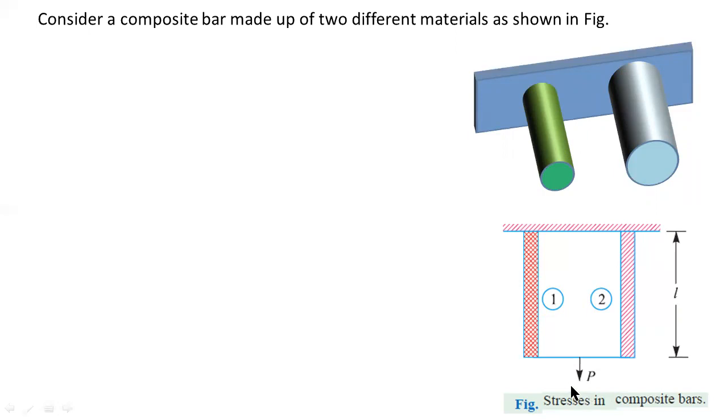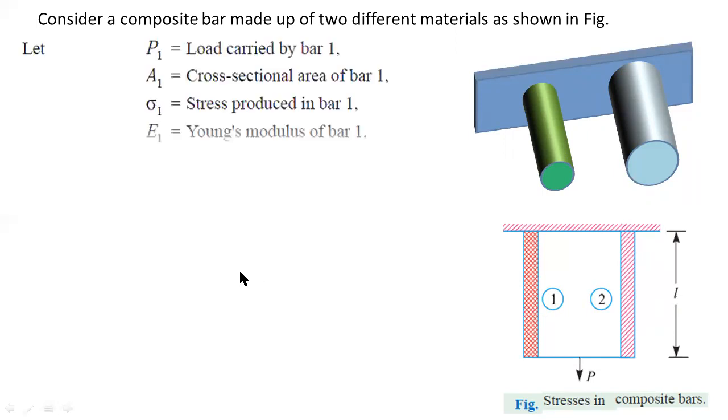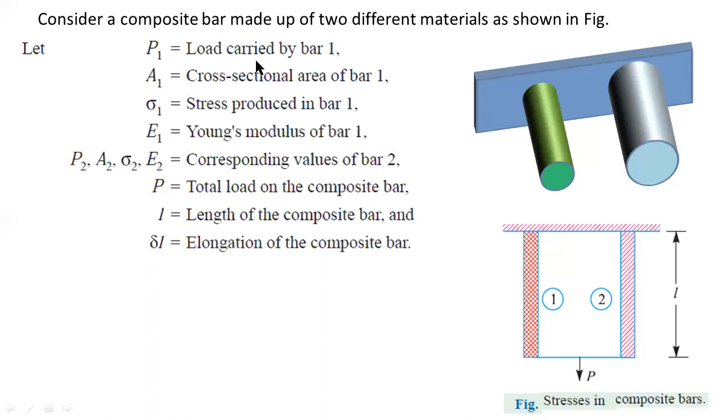Then P1 is the load acting on the bar 1, and P2 is the load acting on the bar 2. P1 equals the load carried by the bar 1, A1 is the corresponding cross-sectional area of the bar 1, and sigma 1 is the stress induced in the bar 1. E1 is the Young's modulus of the bar 1. These are the values for bar 1. Similarly P2, A2, sigma 2, E2 are the corresponding values of bar 2.